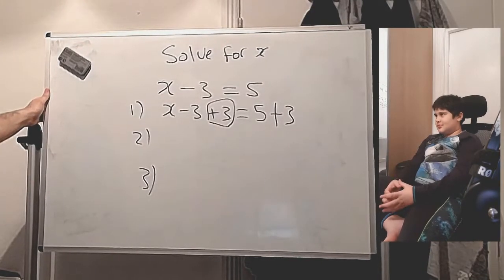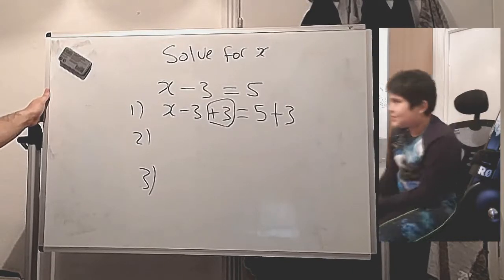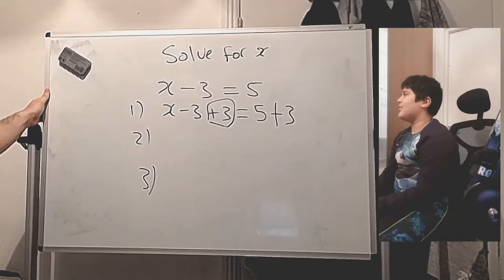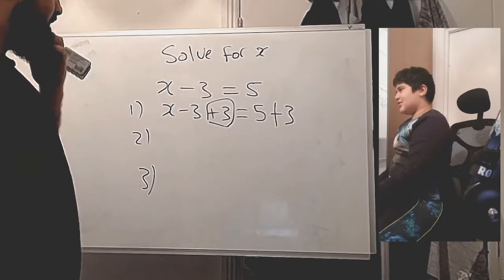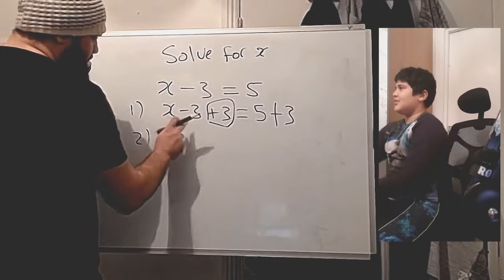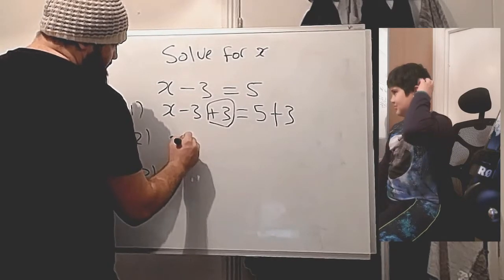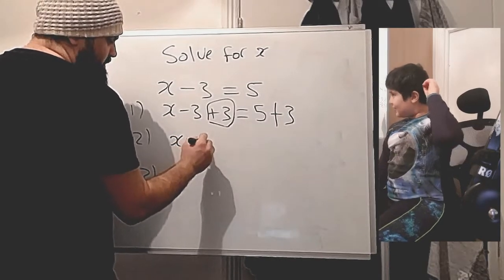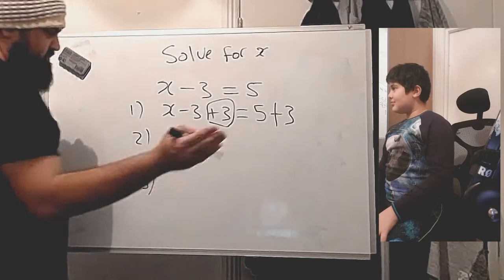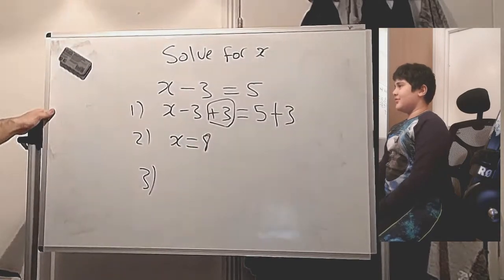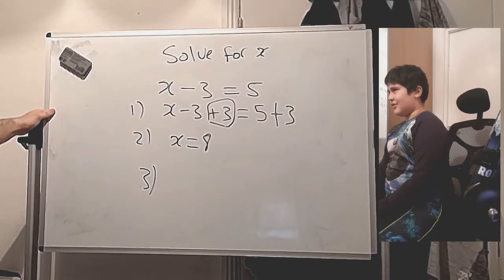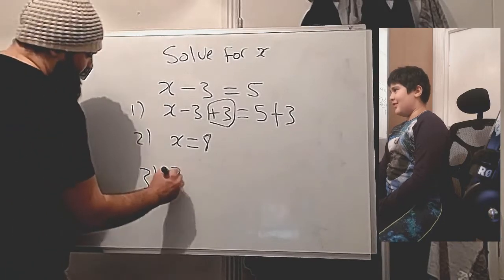What's step 2 now? I'll help you out a little bit. Minus 3 plus 3 gives you 0. So now I just got x plus 0 equals 8. Done. Okay, now the third step is nothing. It's just x equals 8.